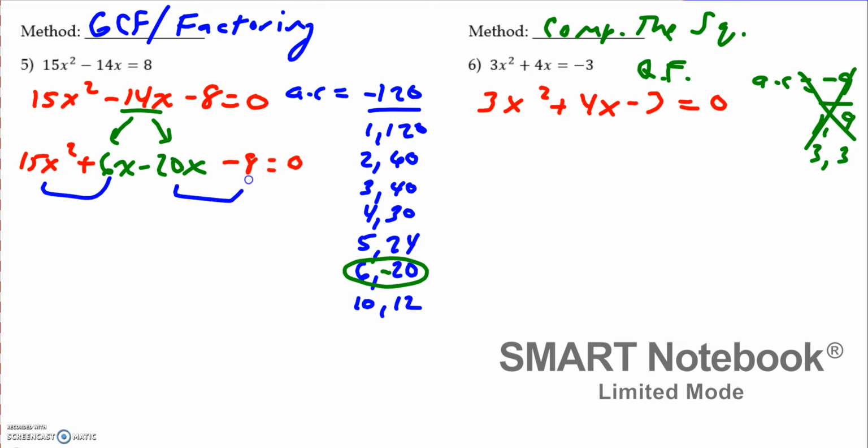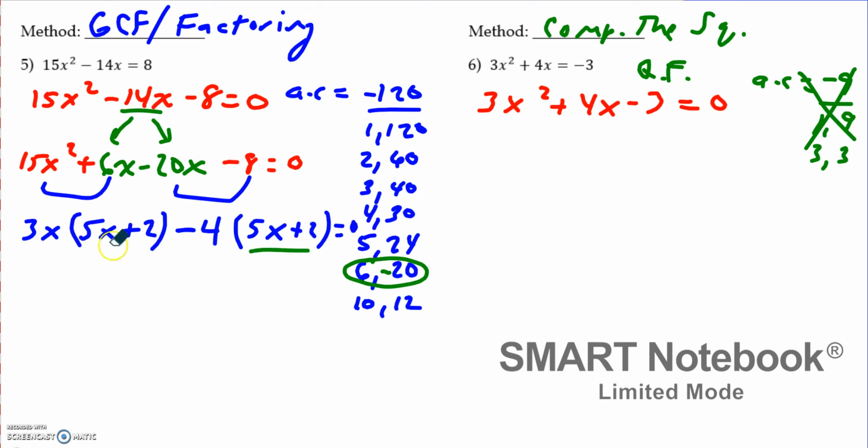Now if I group the first two and the last two, the GCF here would be a 3x. If I take 3x out of both, I'm left with 5x plus 2. And here, if I have a negative in the middle, I want to carry that down. And the biggest number I can take out of 20 and 8 would be 4. And if I do that, negative 20 divided by negative 4 is a positive 5. Negative 8 divided by a negative 4 is a positive 2. These two parentheses match, which is a good thing, which means this factored to be 5x plus 2, 3x minus 4 equals 0.